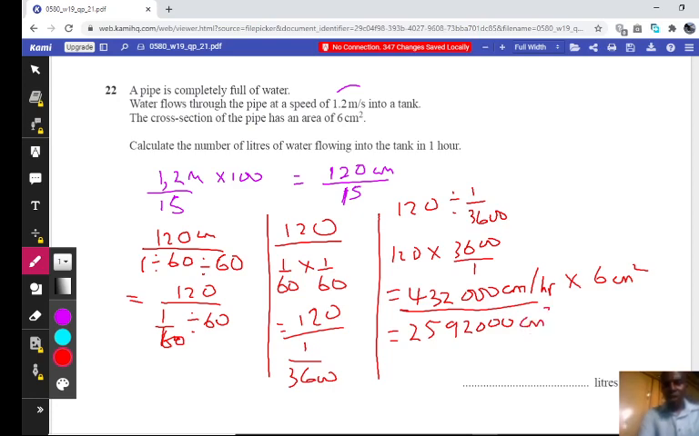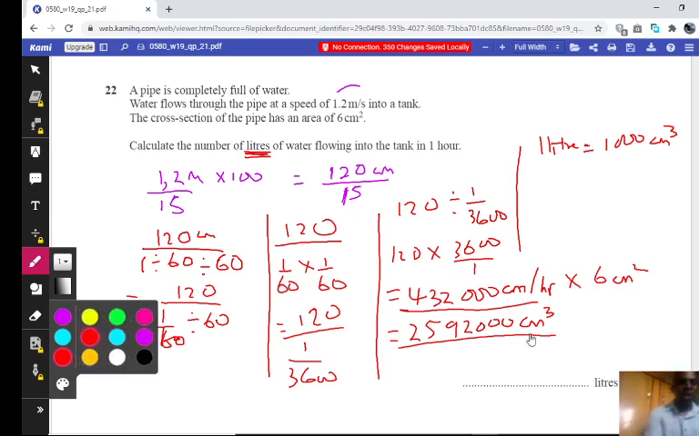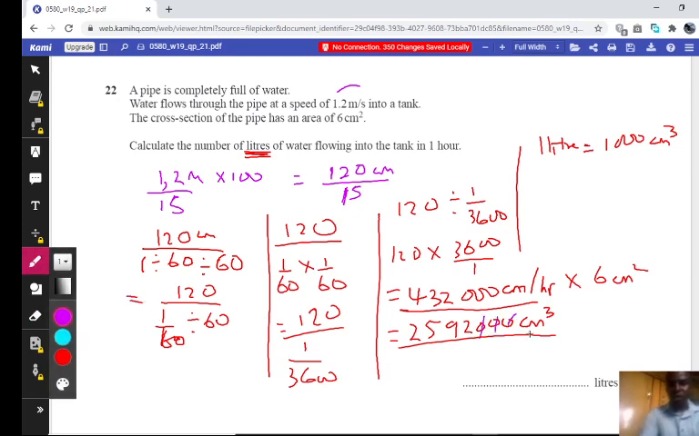This will be in cubic centimeters. That will be the volume of water that has flowed into the tank in 1 hour. Now we want our volume in liters, not in cubic centimeters. Use the proportion: 1 liter is equal to 1000 cubic centimeters. So you just divide this by 1000, which means you just cancel these 3 zeros. Then it will be 2592 liters. Then you're done.